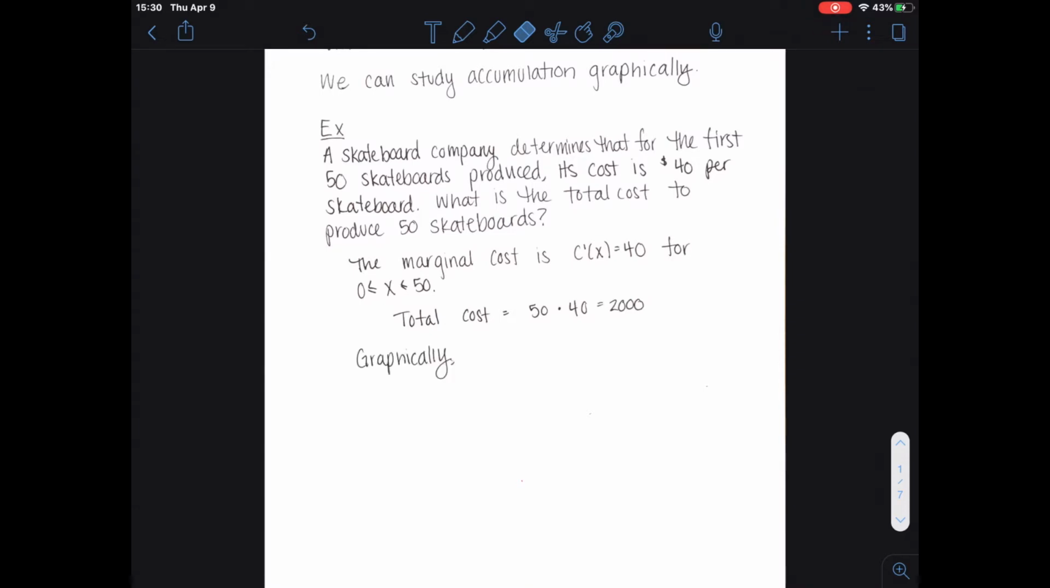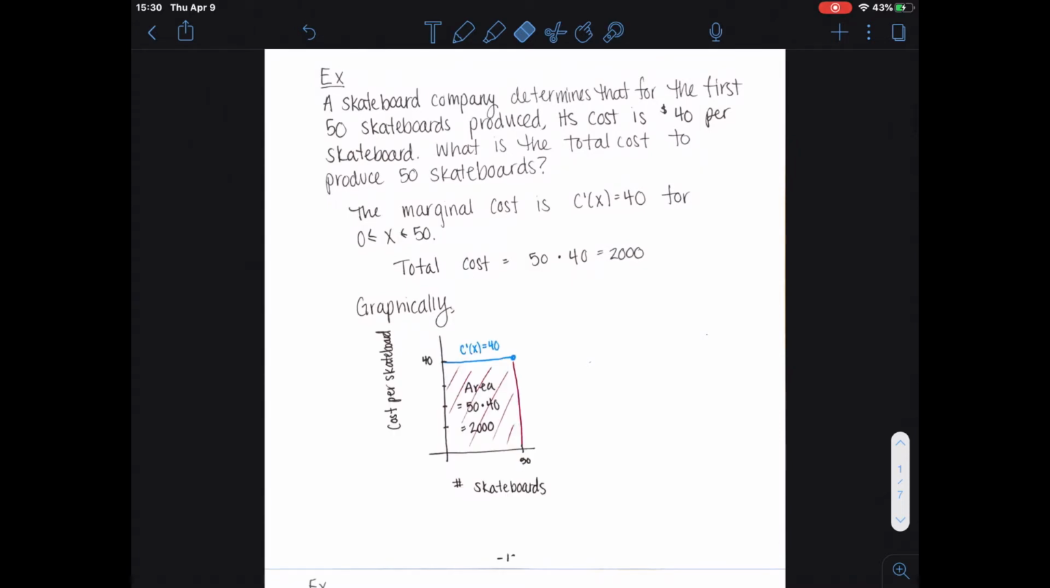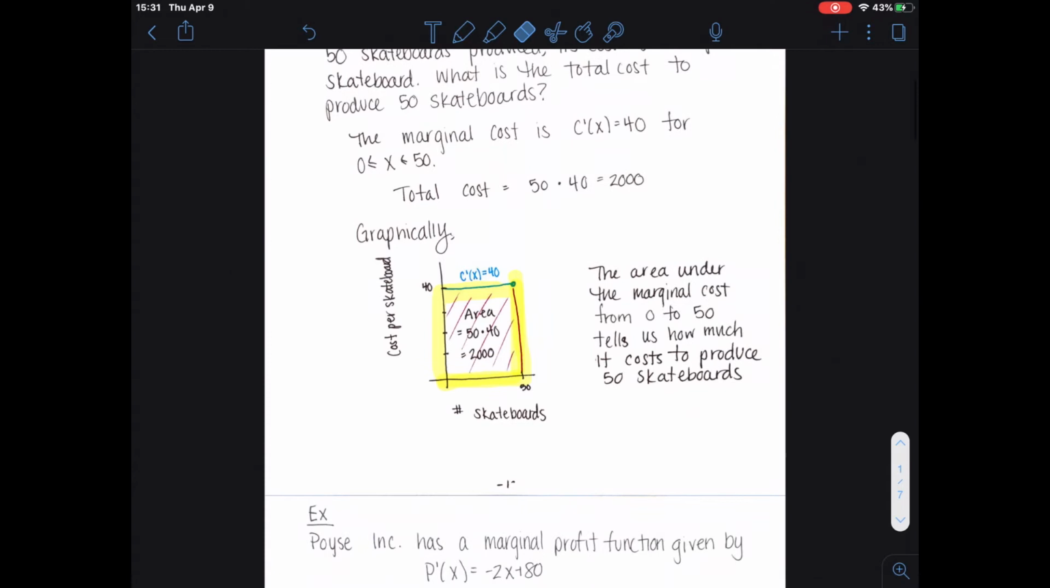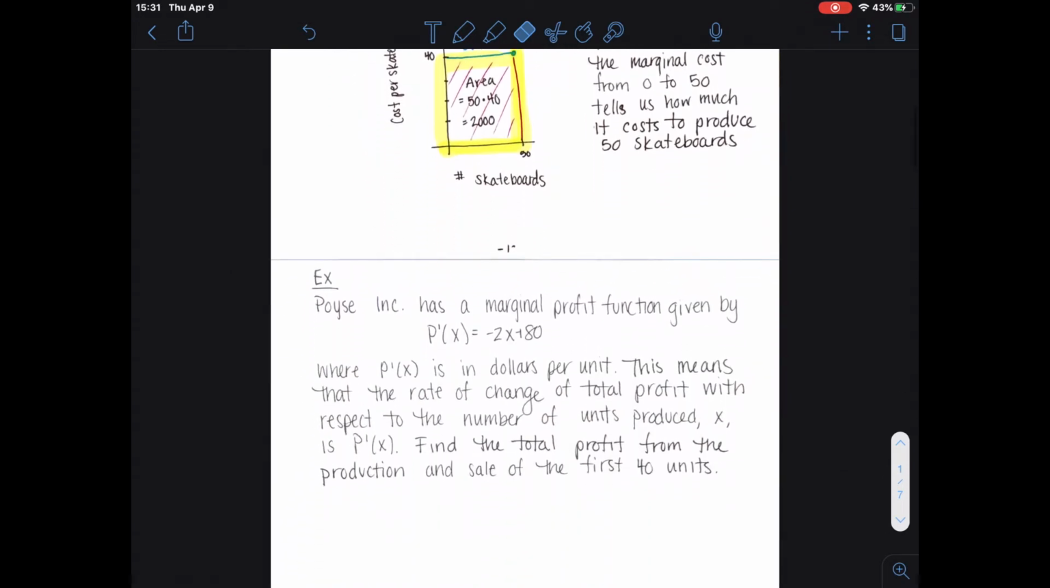But if we think about this graphically instead and plot that derivative function, c prime of x is just 40, so it's just going to be a straight line. And if we look at the area underneath this derivative from 0 to 50, all that is a rectangle. The width is 50, the height is 40, you take the product of the two. So the area under the marginal cost function is going to tell us how much it costs to produce 50 skateboards. So in this case, you obviously don't need to do that to figure it out, but when you have more complicated functions, we know how this area relates to this accumulation of the cost, the profit, whatever it is in particular. So let's look at another example.